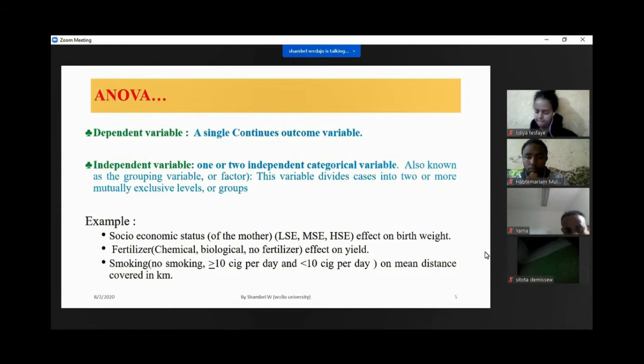Similarly with smoking and the mean distance covered in kilometers. There are heavy smokers, who smoke more than 10 cigarettes per day, those who smoke less than 10, or those who don't smoke at all. Within those categories, is there a mean difference in the distance covered in kilometers? So this is also one application of ANOVA.